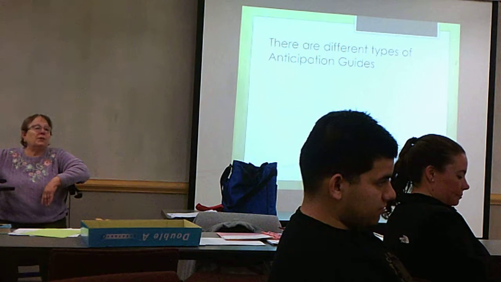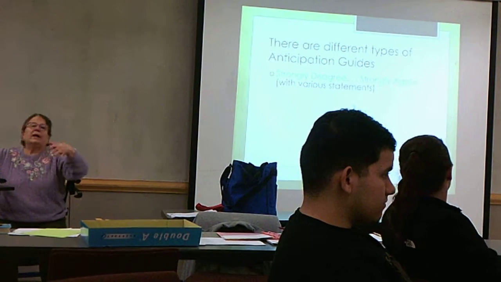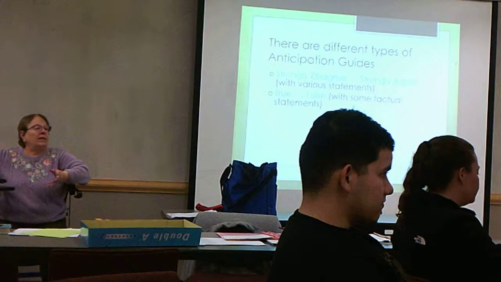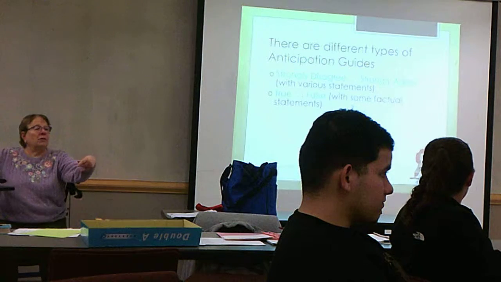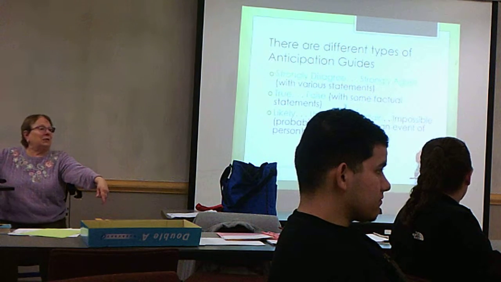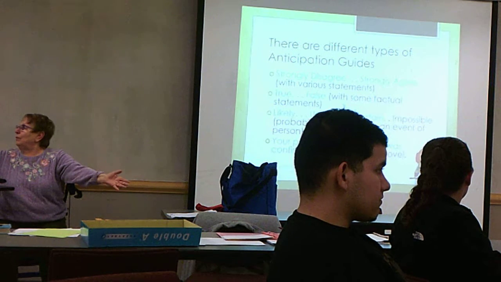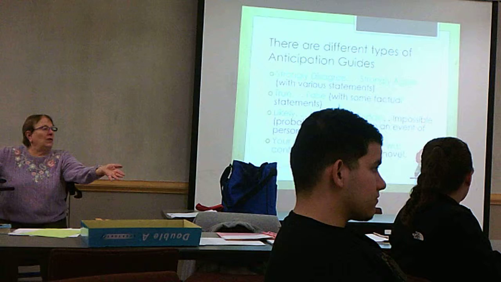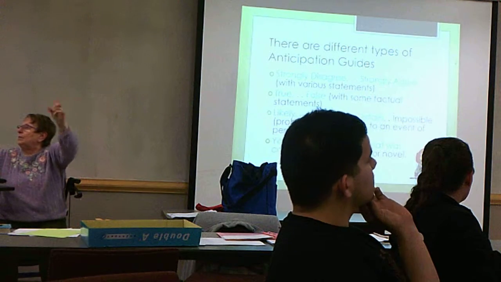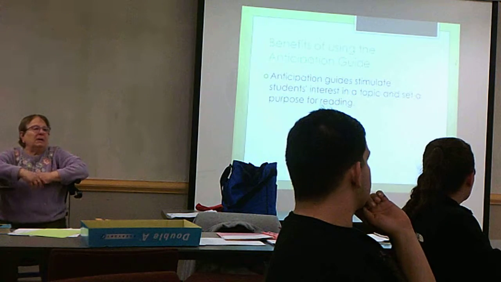Okay, there are three different types. Strongly disagree to strongly agree, or agree, disagree. True or false, which you have, and you'll see other types. Likely, unlikely, certain. And your prediction versus what you find out at the end. So it's really four different types. Okay, all right, benefits. Let's hear the benefits, please.